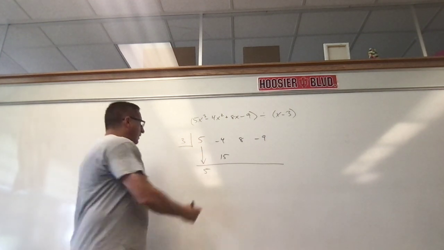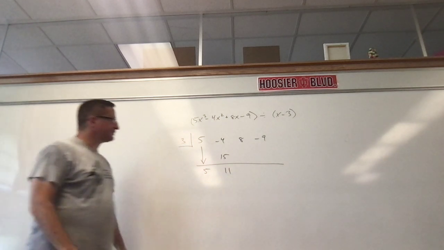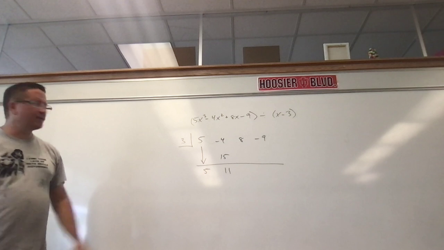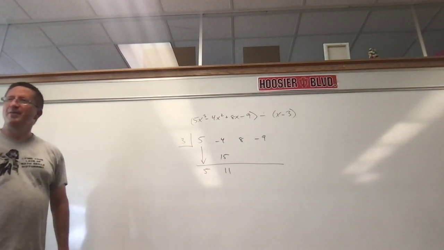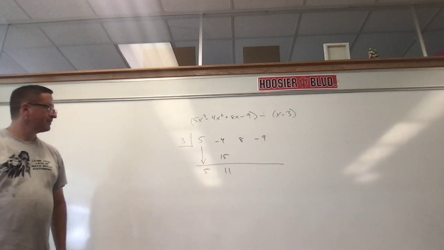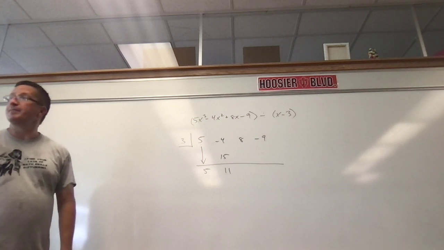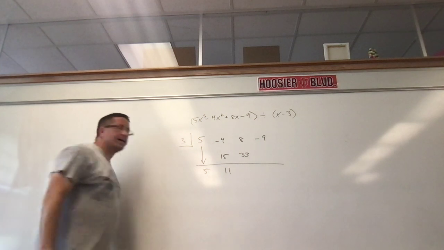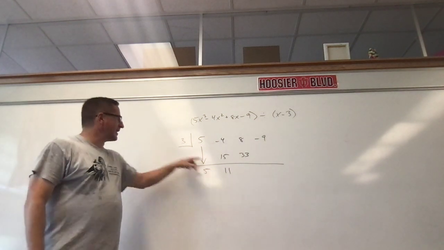Next number I'm going to write is 11. You should remember the little box thing. I would have thought you'd remember that. Where'd the 11 come from? Negative 4 plus 15, right. Next one I'm going to write is 33. Where'd that come from? 11 times the magic number.